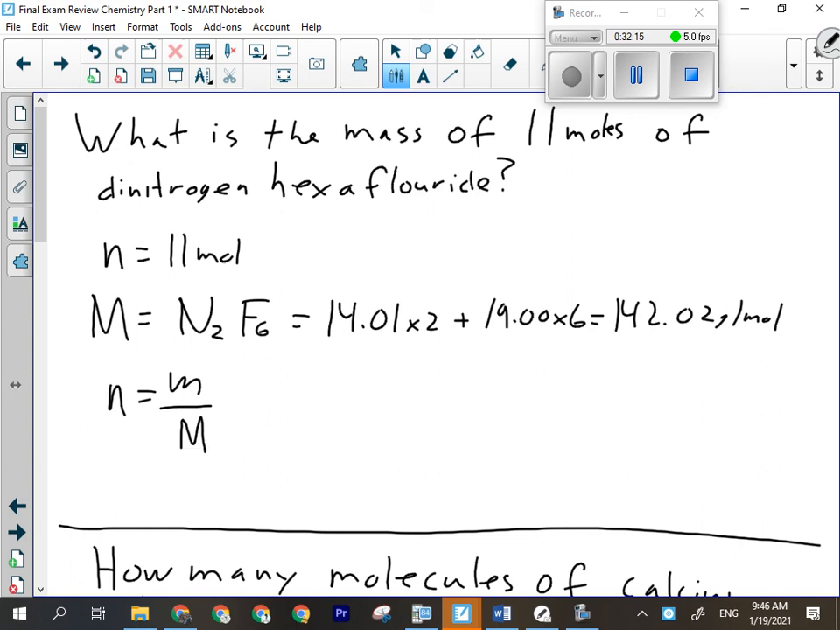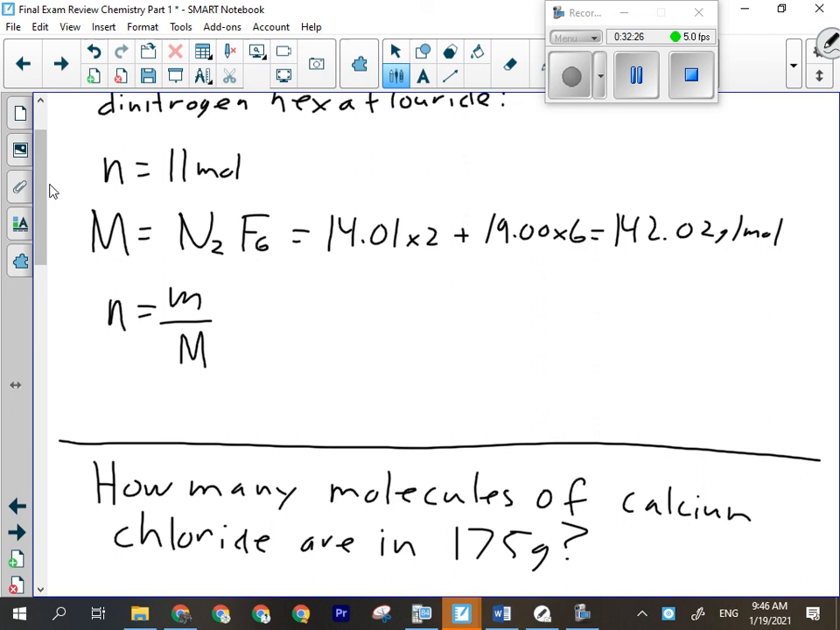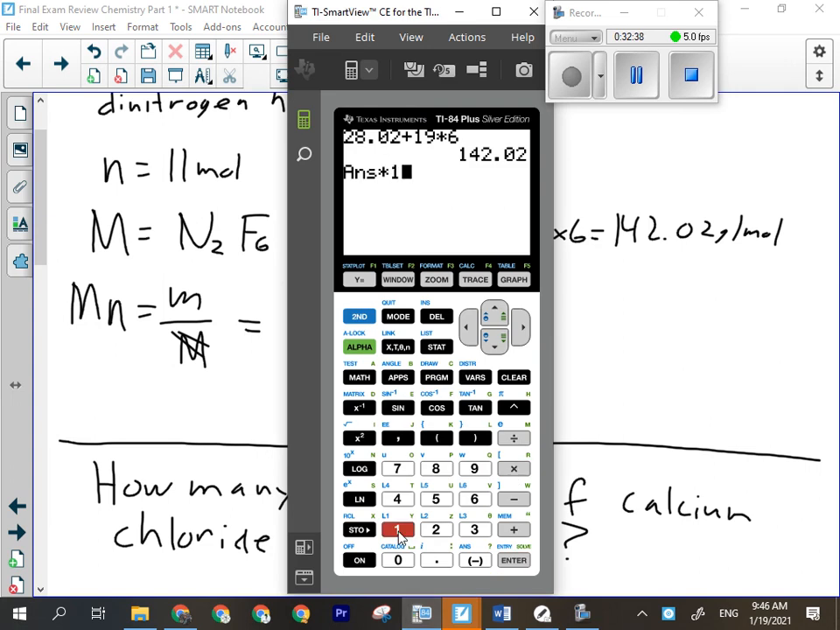Back when we did this, you thought this was like the most difficult algebra you'd ever done. Now you look at this and chuckle, because you've done so much bigger than this. So we're just going to multiply both sides by big M. That'll solve for little m. And that's going to be 142.02 times 11 moles. And we'll have our molar mass. Or sorry, not our molar mass, our mass.